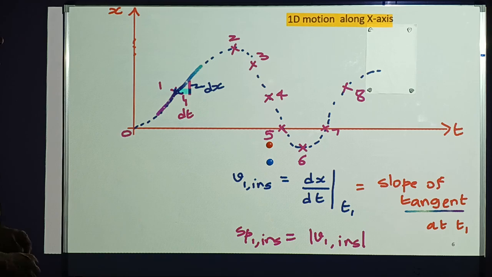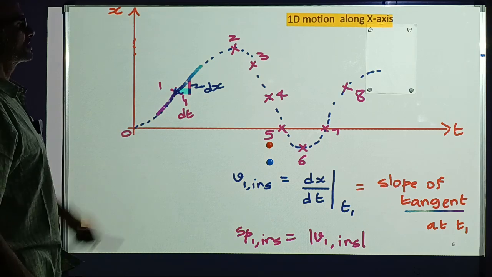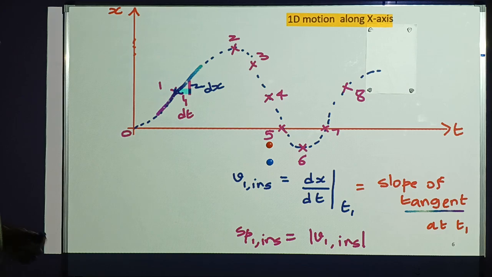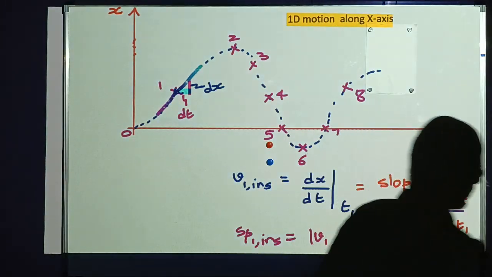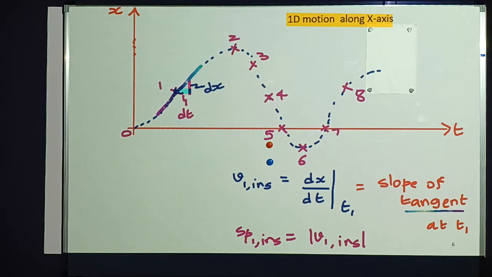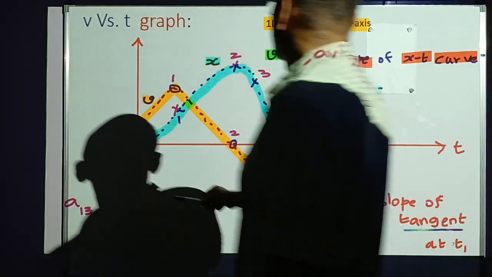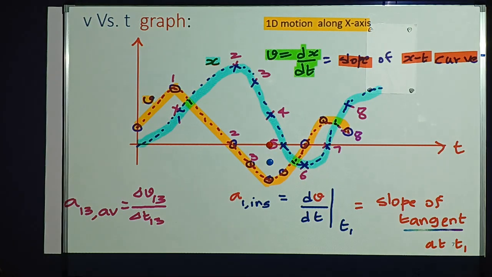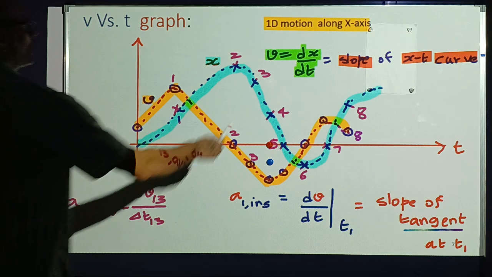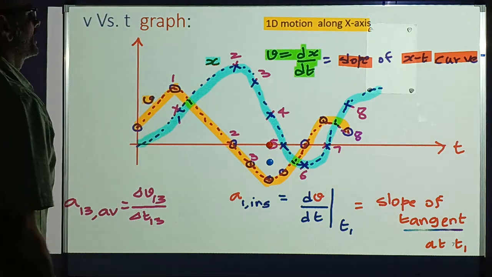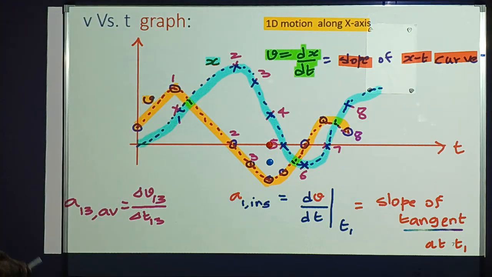So velocity is nothing but the slope of the tangent. So using this curve, we can get the velocity as a function of time. This same x-t curve is drawn in this figure, which is this blue curve. And using this relation, velocity is dx by dt, I can get this v-t curve, which is the yellow curve.